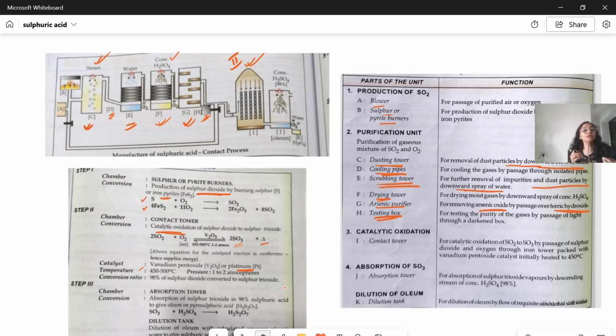So the reaction mixture should be heated only initially, but later on, the heat produced during the reaction, being exothermic, maintains that temperature of 450 to 500 degrees centigrade. So we don't need to heat it after that. So only initially it should be heated. And this question also comes, that why the reaction should be heated only initially. So we should write this: because the reaction is exothermic and the heat produced during the reaction maintains the temperature of the reaction after this.